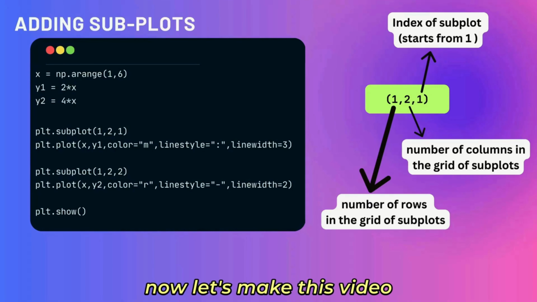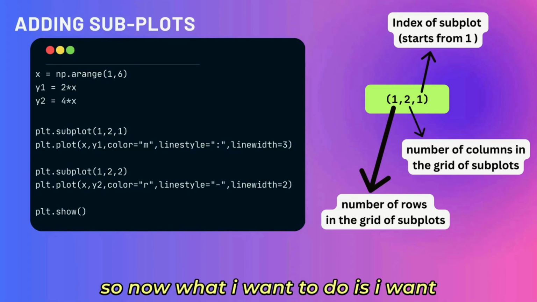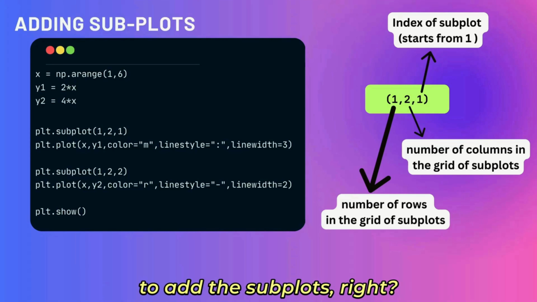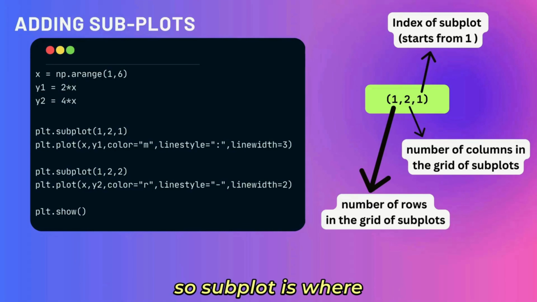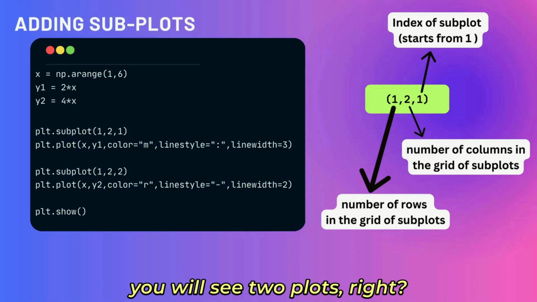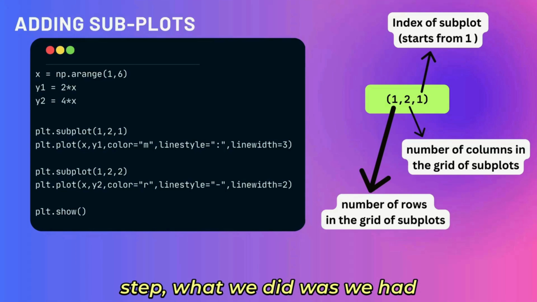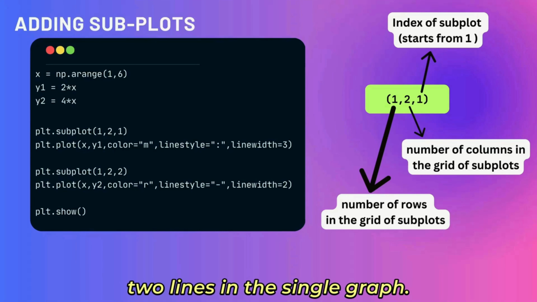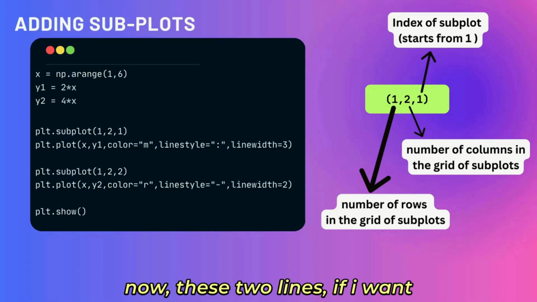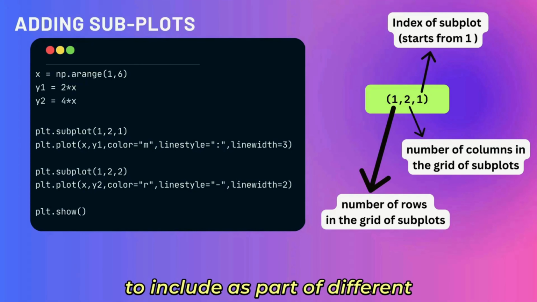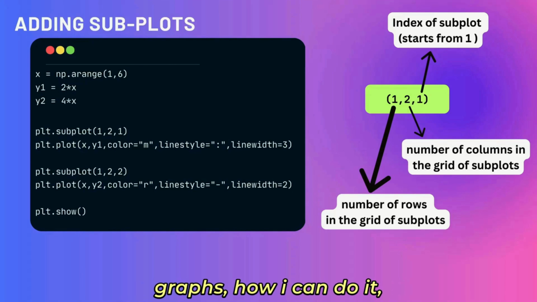Now let's make this video even more interesting. So now what I want to do is I want to add the subplots, right? So subplot is where you will see two plots, right? So for example, in the previous step, what we did was we had two lines in the single graph. Now these two lines, if I want to include as part of different graphs, how I can do it is using subplots.